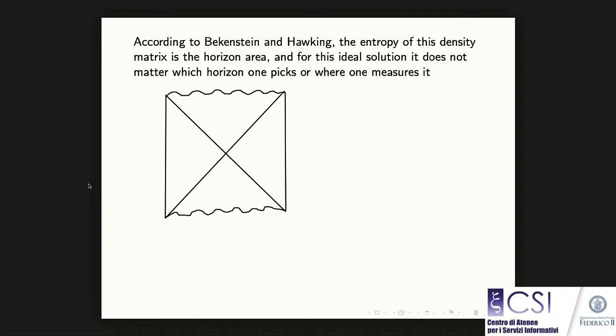According to Bekenstein and Hawking, the entropy of this density matrix is the horizon area. And for this ideal solution, it does not matter what you mean by the horizon. It could be this horizon, or it could be this one. It doesn't matter where you measure it. You could measure it here, or here, or here, or here, or here. In the ideal Schwarzschild solution, no matter where you cut the horizon, at any given time and for any horizon, the area is always the same.